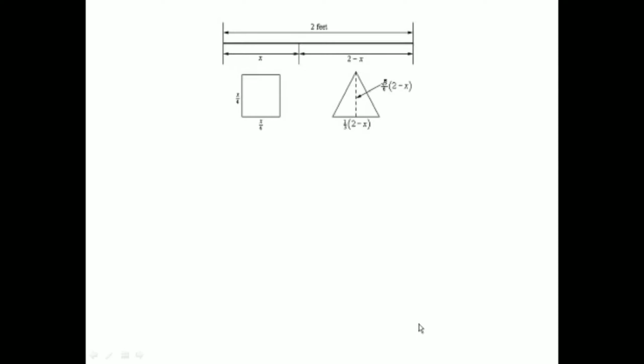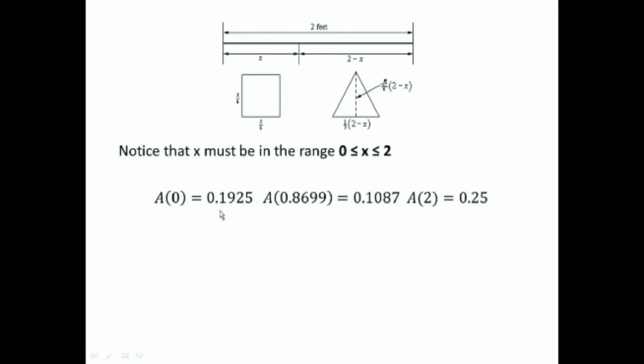Now, let's notice that the problem statement asks for both the minimum and maximum enclosed area, and we got a single critical point. This clearly can be the answer to both, but this is not the problem that it might seem to be. Let's notice that x must be in the range of 0 less than or equal to x less than or equal to 2. And since the area function is continuous, we use the basic process of finding the absolute extrema of a function. For A(0), we have 0.1925. For A(0.8699), we have 0.1087. And lastly, for A(2), we have 0.25.